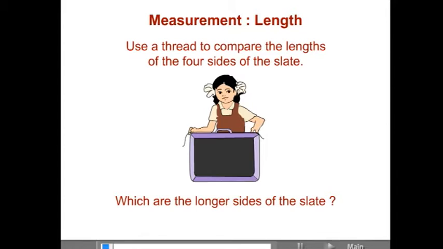In the picture, you can see that the horizontal sides are the longer sides of the slate and the vertical sides are the shorter sides of the slate.